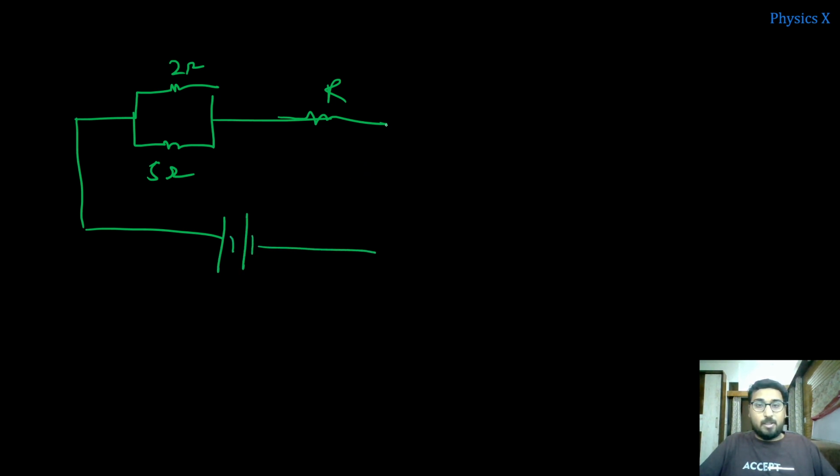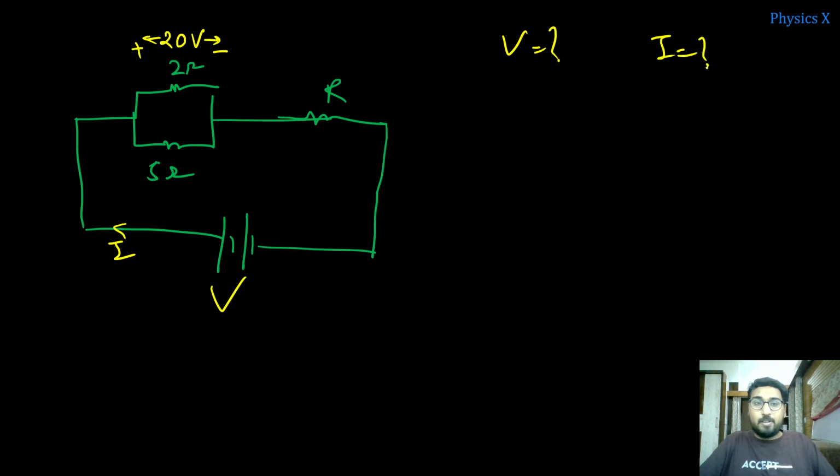This is going to be the case, right? Suppose he gave the voltage across this particular 2 ohm resistance as, let us say, 20 volts, right? So you need to find this voltage also. Suppose this is V and the total current is I. So you need to find voltage, you need to find current, right?